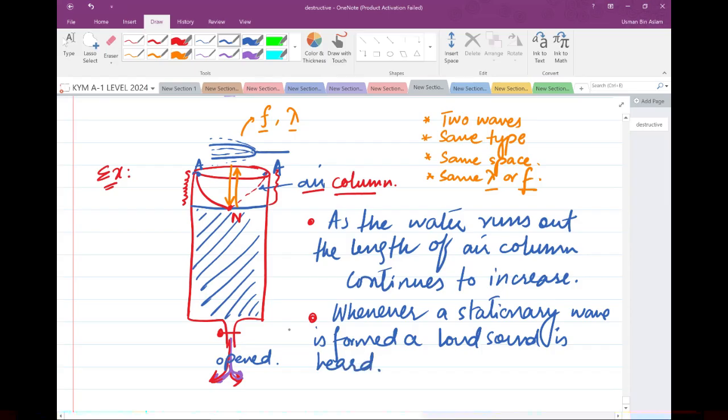That is still not a part of the question. All of this is just a description of a scenario. The examiner will tell this to you in the statement. This is not what the examiner is going to ask you. I'm going to show you what he asks you. As the water continues to run out, there will be another occasion where you will be hearing a louder sound again. Why another louder sound? I will show that to you in a minute.